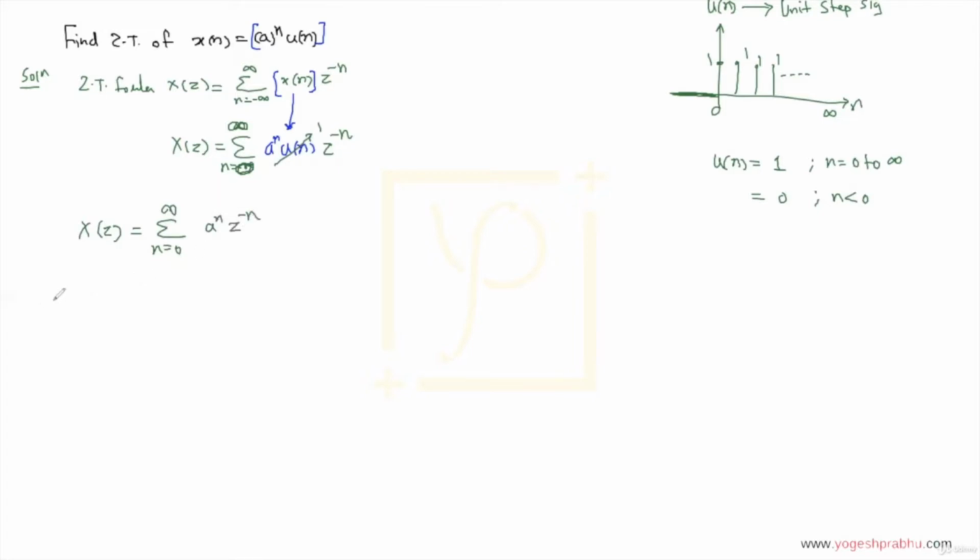Now what I'll do here is I'll just club these two terms. They both have the power n. So see how I write it. X of z is equal to the sum of n equal to 0 to infinity, this is a z inverse raised to n. Now there is a standard formula for series. Let me write that formula.